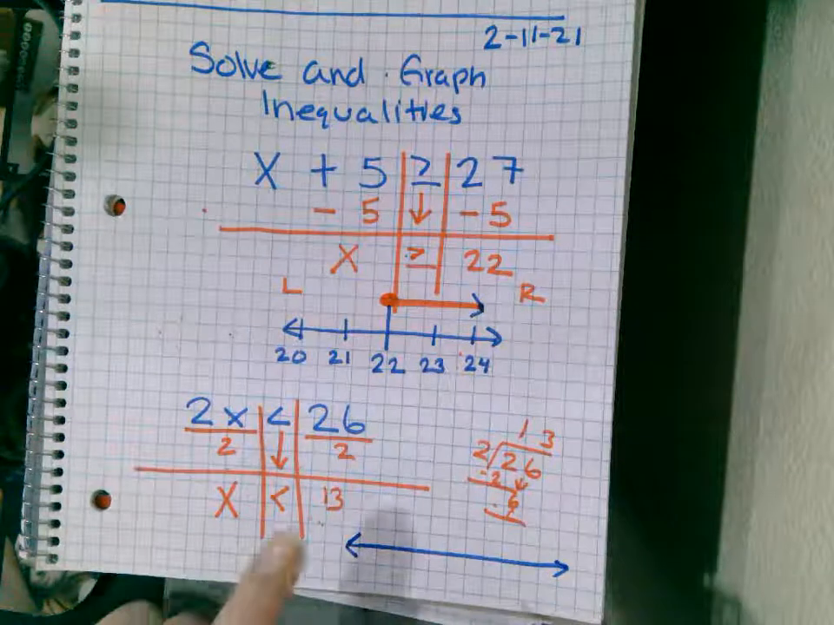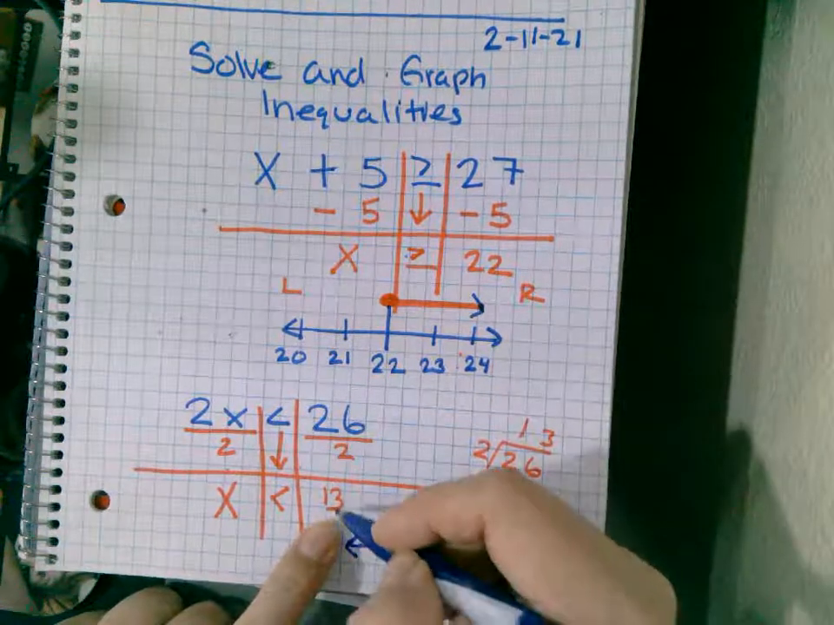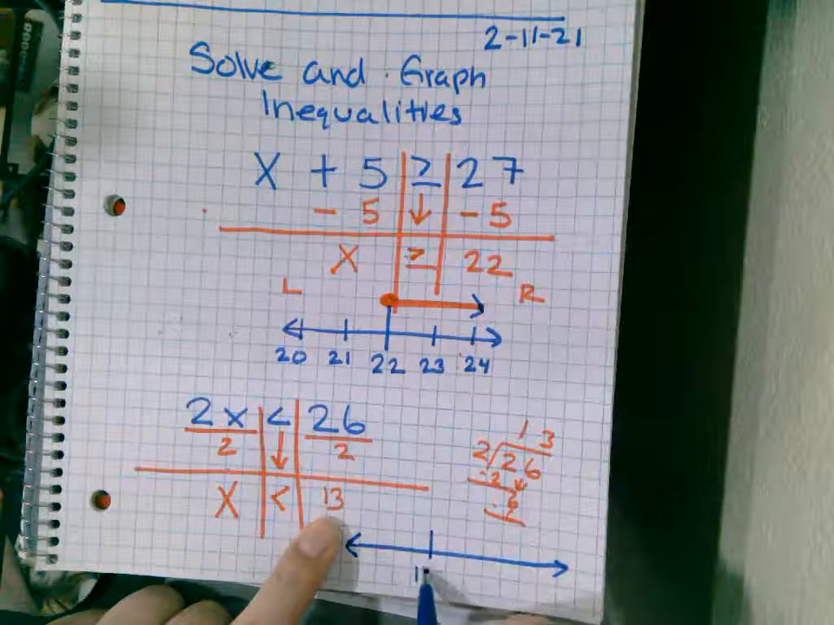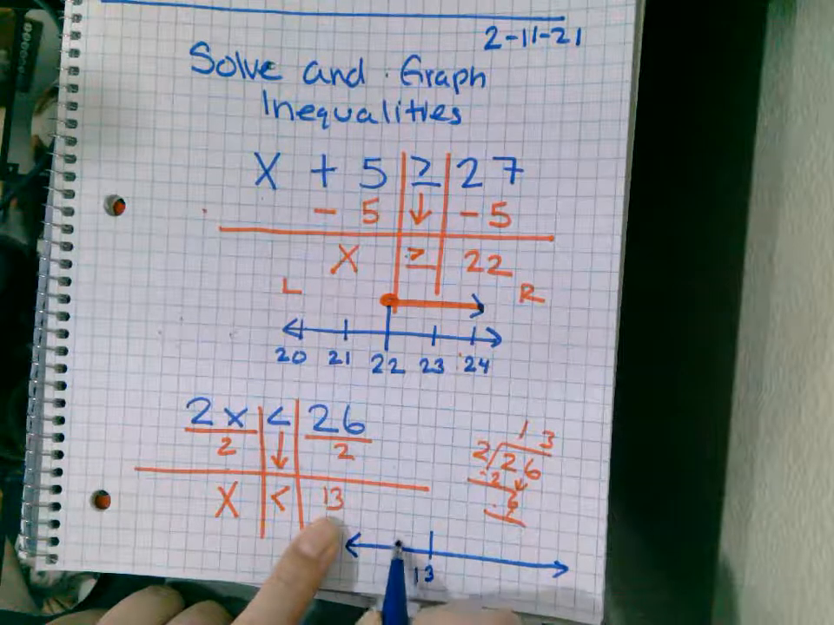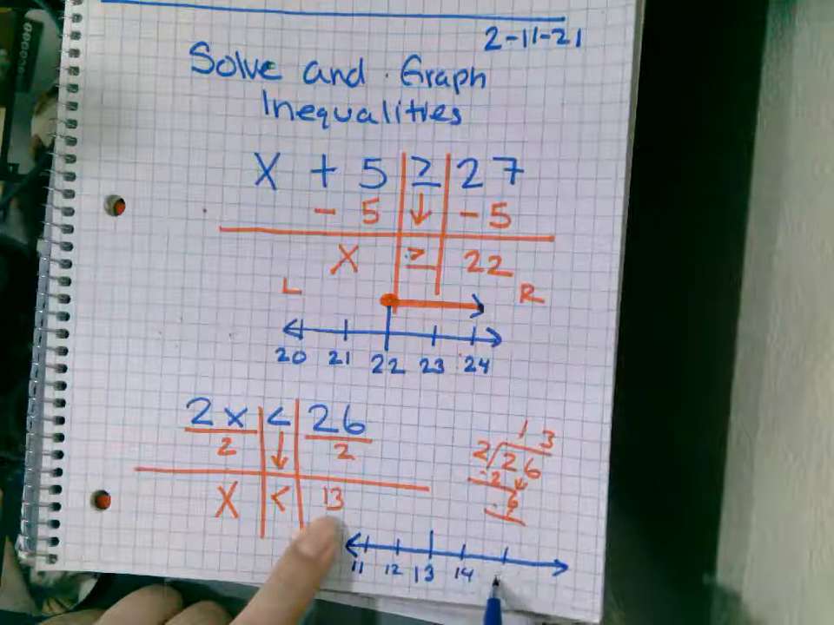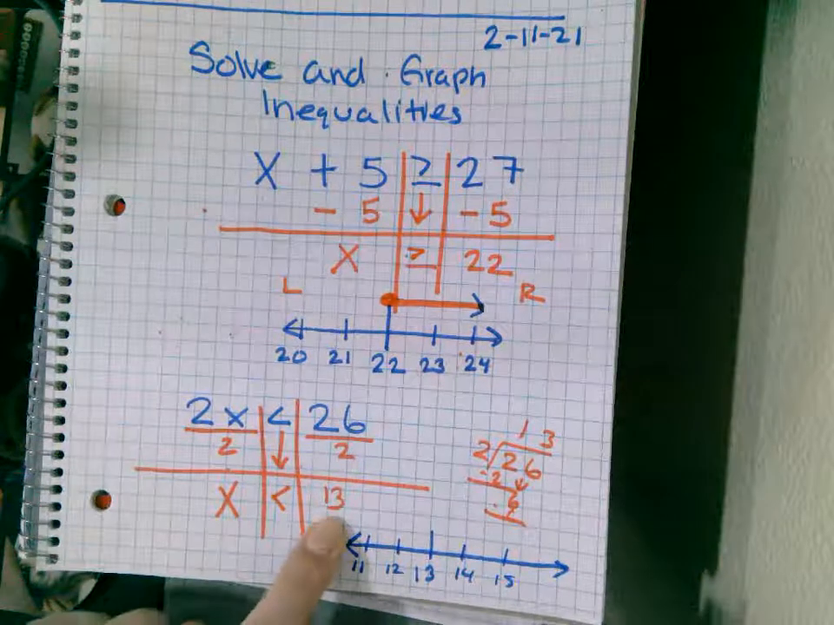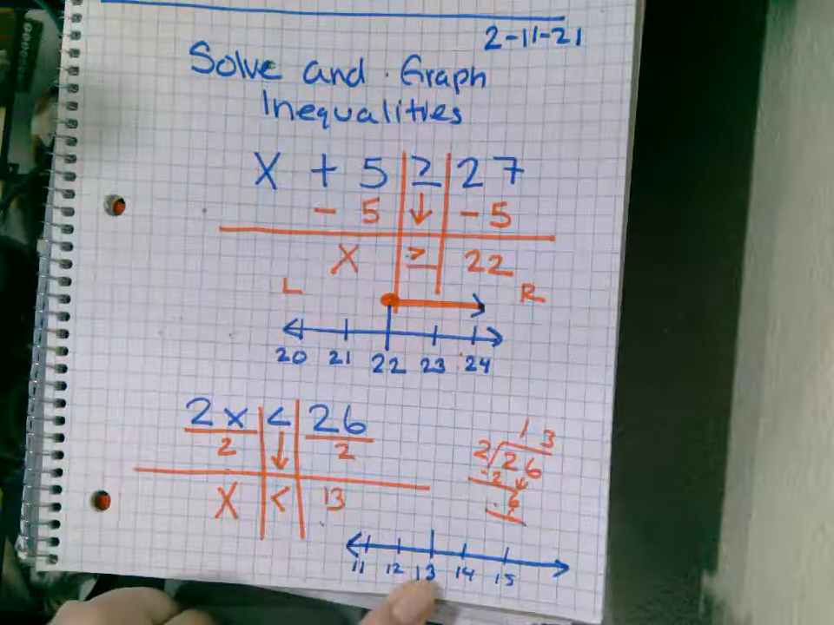Now the second part is the graphing, which you guys have been doing since last week. I taught you that you take this number, not the 26, the number you solved for, the 13. You put it right in the middle, 2 numbers below it and 2 numbers above it.